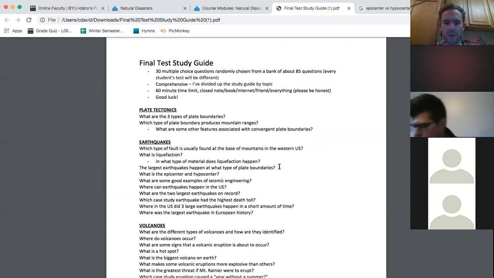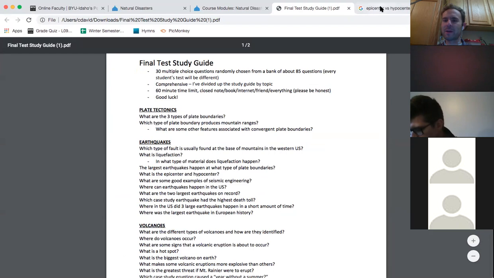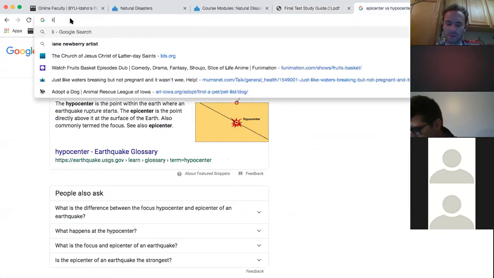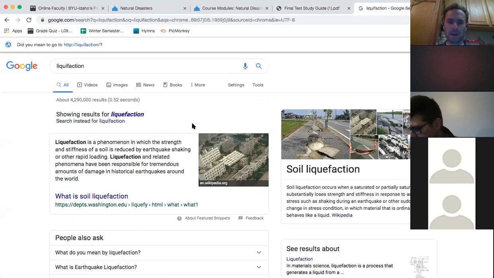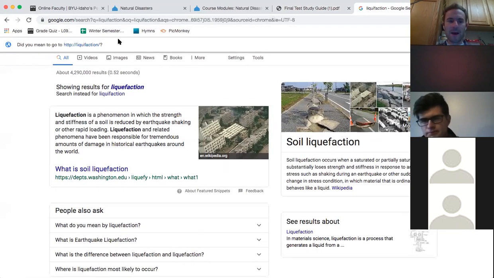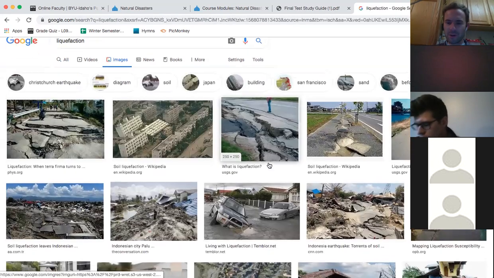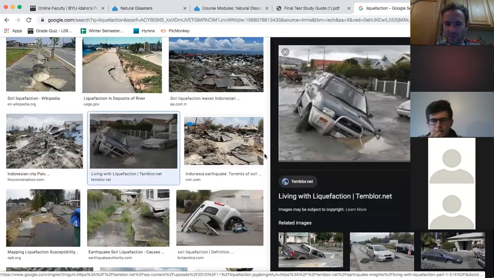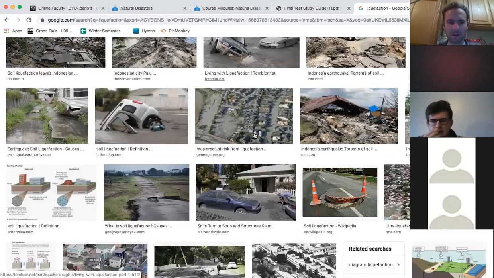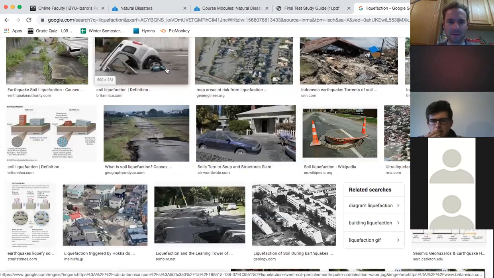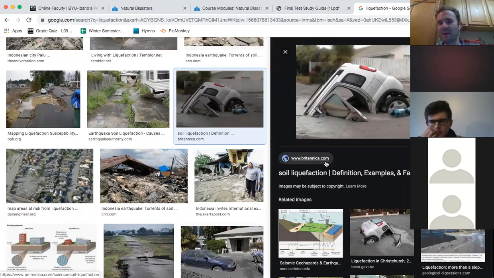Okay, now what we'll do is we'll go back here. Who remembers what liquefaction is? Who can explain liquefaction? And let's do someone that hasn't answered yet. And I'll put up an image so you can see liquefaction again. That's an okay example of liquefaction. Yeah, this is a great example of liquefaction right here.